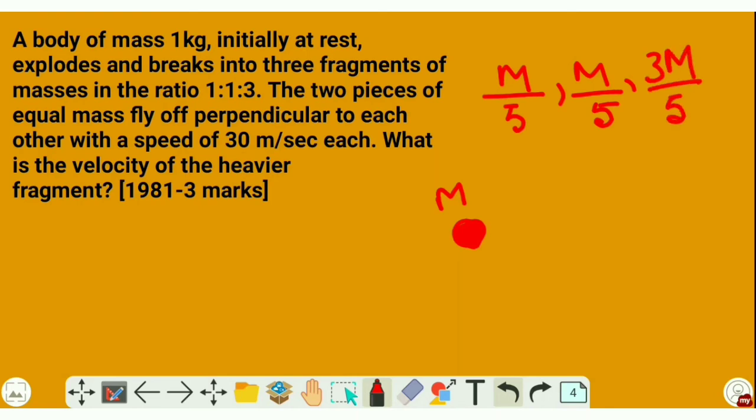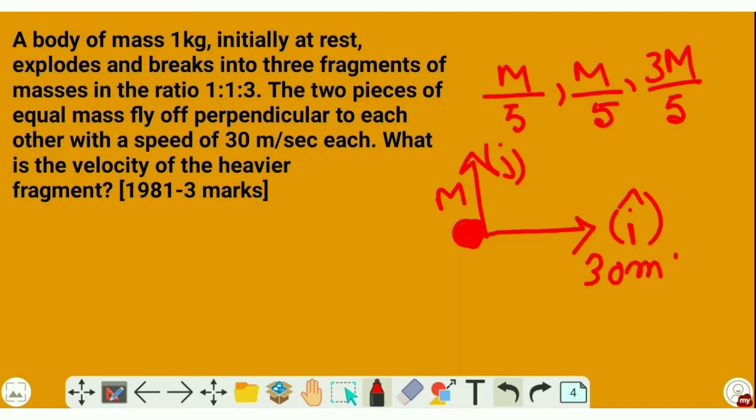Now I have been told that two pieces of equal masses fly off perpendicular to each other. So if one mass M by 5 is going in this direction, the other mass will go in this direction. Let's say the unit vector along this direction is i cap and along this direction is j cap. This one is going with speed 30 meters per second, and this one is also going with speed 30 meters per second. So what is the velocity of the heavier fragment?